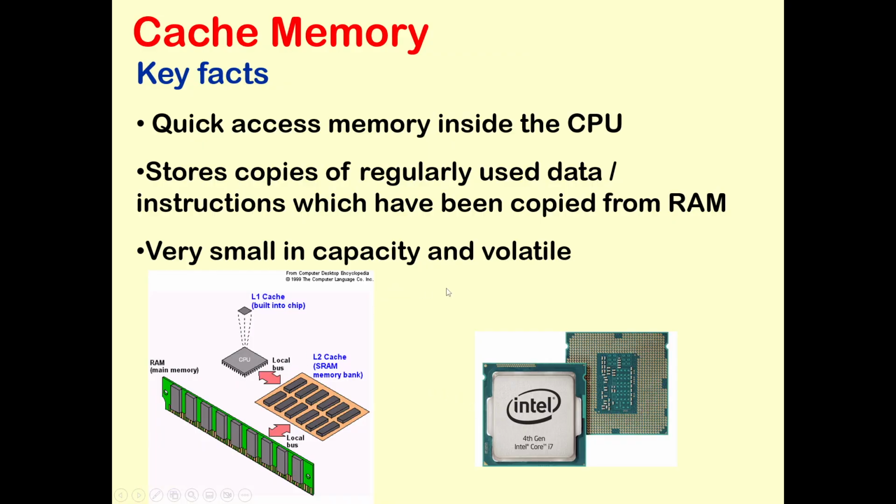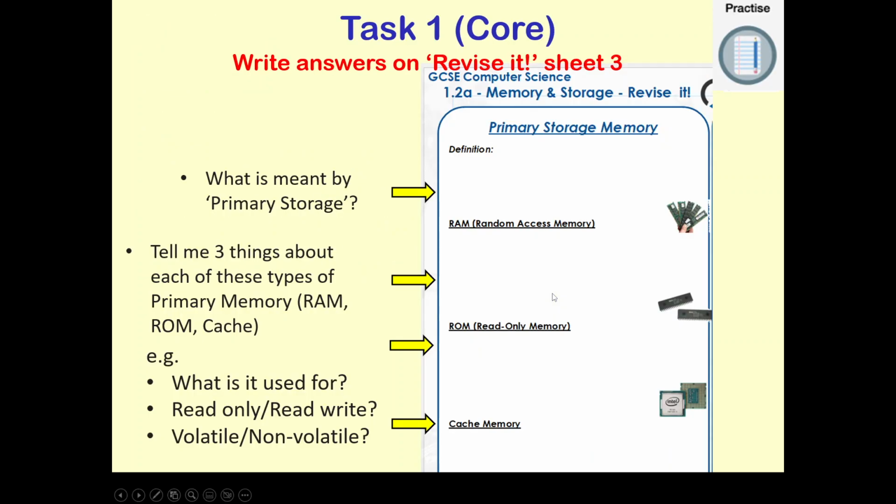And the third and final type you need to know about is cache memory. Quick access memory inside the CPU, and it stores copies of regularly used data that have been copied from RAM. Stuff that's used often. It's very small and it's volatile, inside the CPU. Okay, definition. And I want to know 3 things about RAM, ROM, and cache memory.